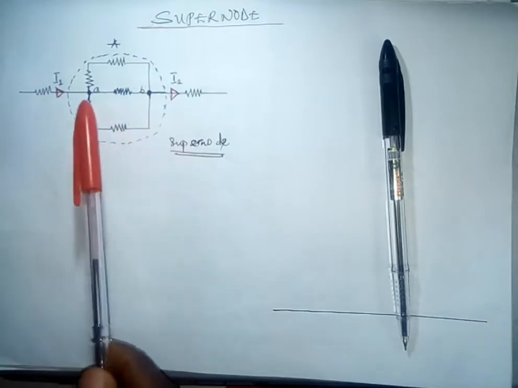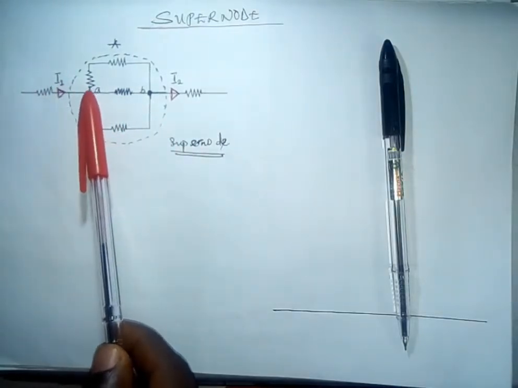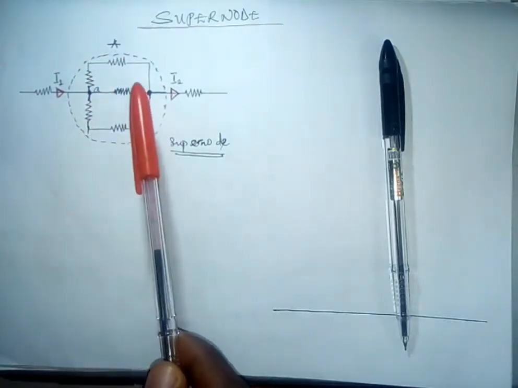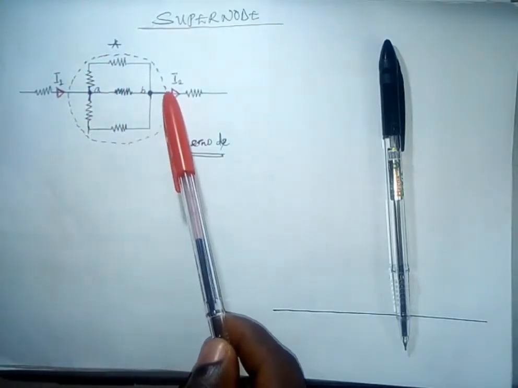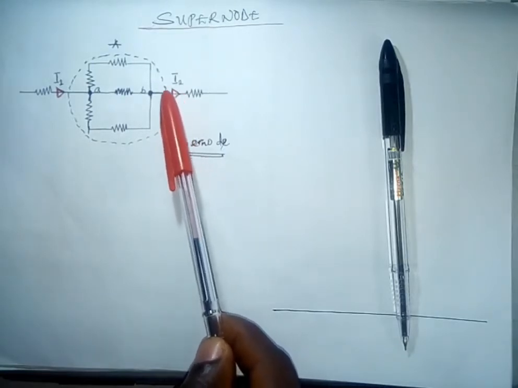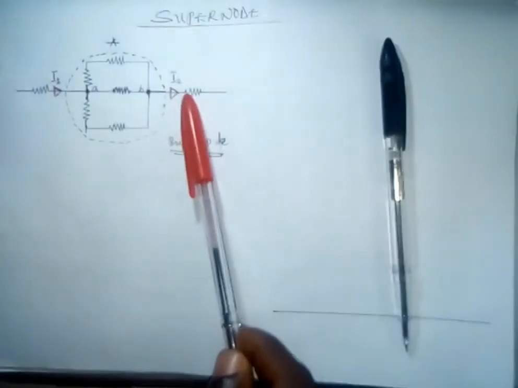So what does it mean? It means that the sum of currents that enter this junction from this side, no matter what path they follow, is going to be the same as the amount of current that leaves the circuit on the other hand. That is what it actually means.